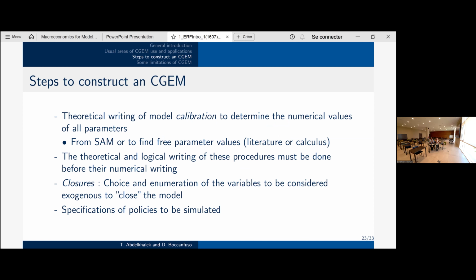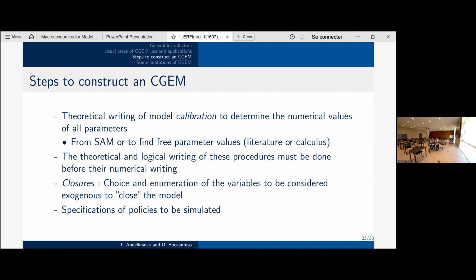When we construct this model and we have all the equations, as I told you, generally we have some parameters in the model. We have equations, we have variables, but also we have parameters that we don't know. We have to, not estimate, but calibrate.